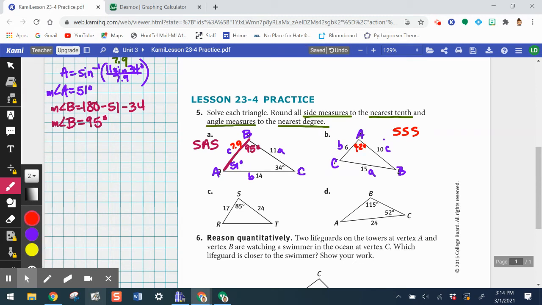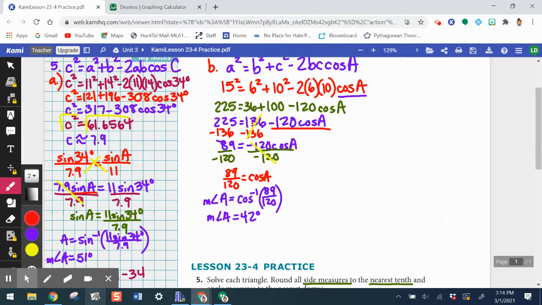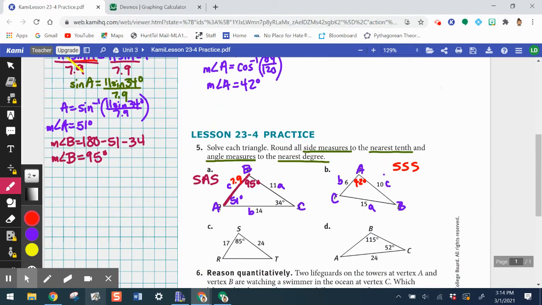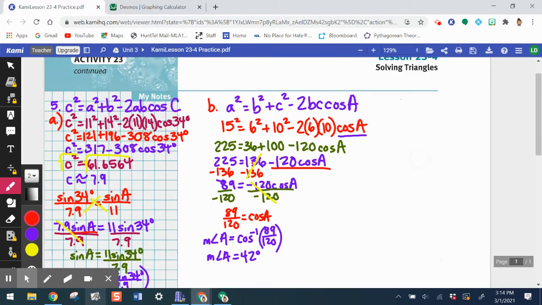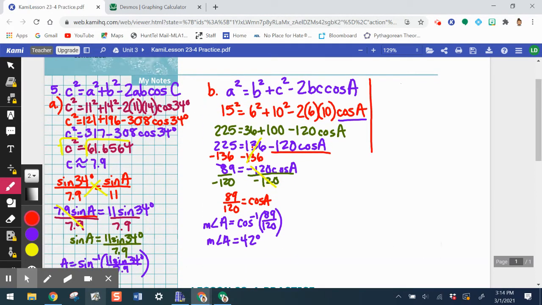So at this point, we have the measure of an angle and its opposite side, which opens the door to law of sines, which, as I said before, I find to be the easier law to use other than law of cosines. But again, at this point, you can find the measure of angle B doing the exact same thing we did here with the law of cosines. But I'm going to use the law of sines now since we have the measure of an angle and its opposite side. So I'm going to do that work right here.